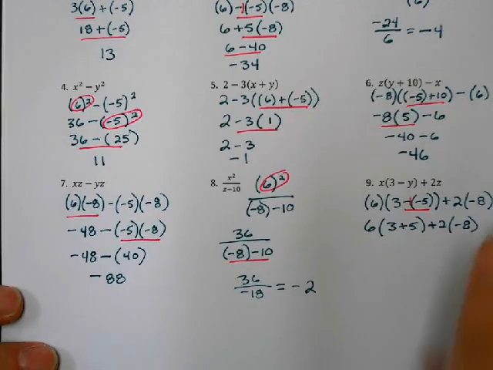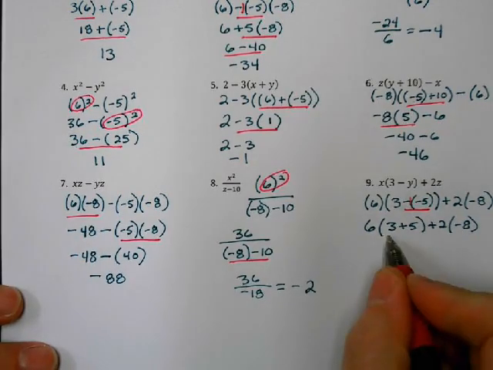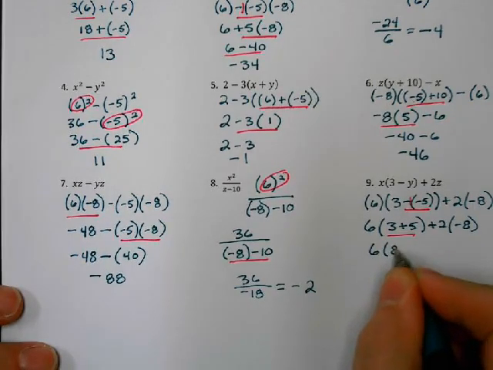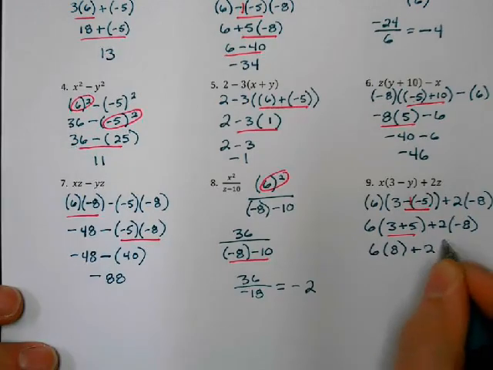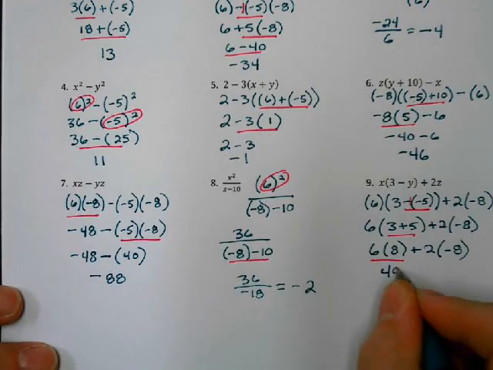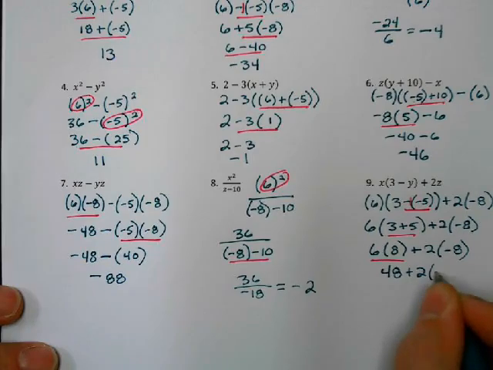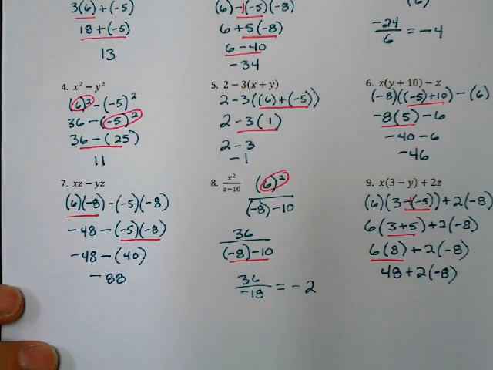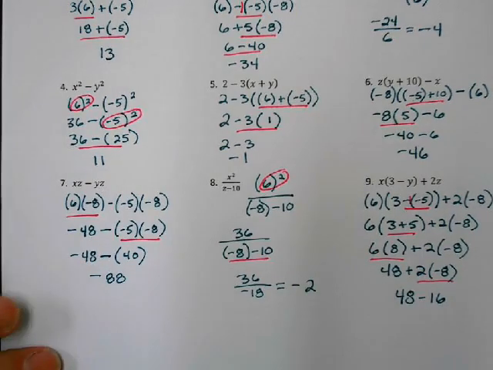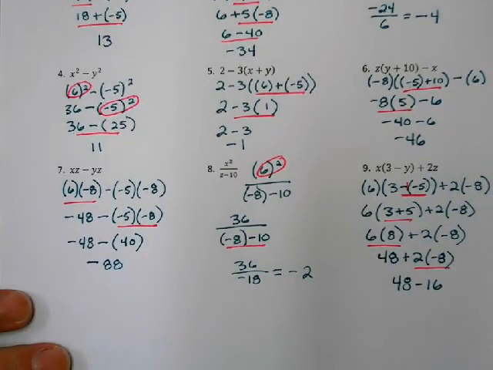All right, parentheses still has an operation right there. So this is going to be 6 times 8. Multiplication from left to right, 48. Still more multiplication, 2 times 8. That's my next operation. I'm left with 48 minus 16. I subtract the two numbers. I keep the positive sign because the 48 is the bigger number there. And I end up with 32.